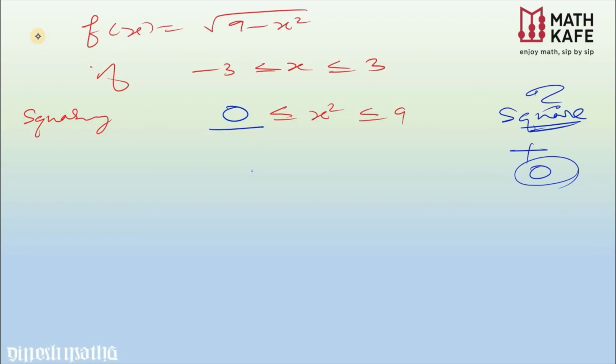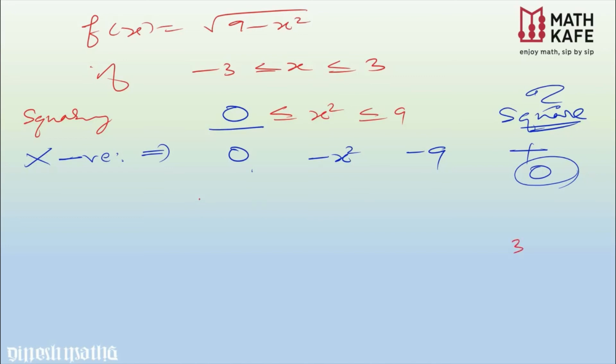Now I already got the x square term, but I am looking for 9 minus x square. How do I get a negative x square? Multiplying everything with a negative sign, that will give me 0, and this is negative x square and negative 9. Now when you multiply with the negative sign, what happens to the inequality?